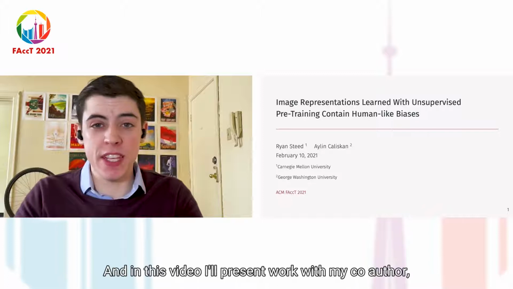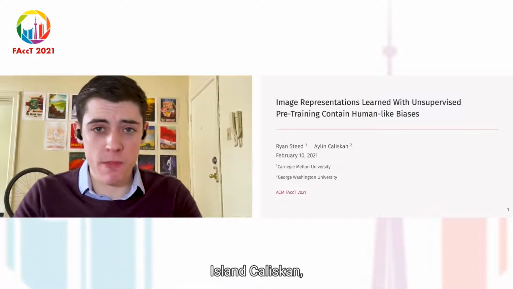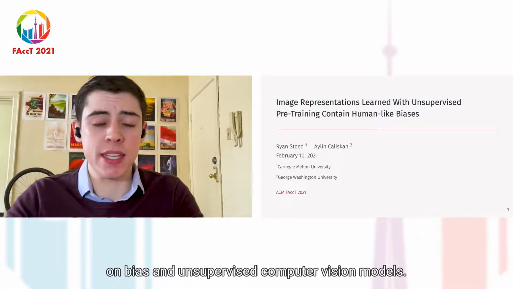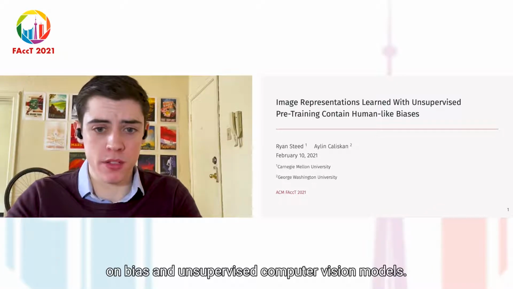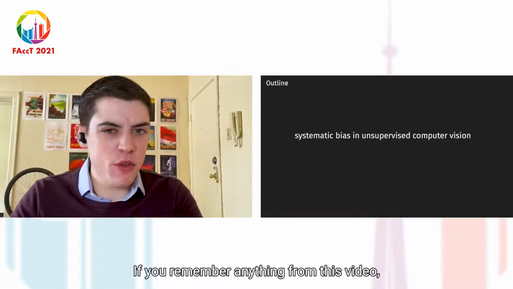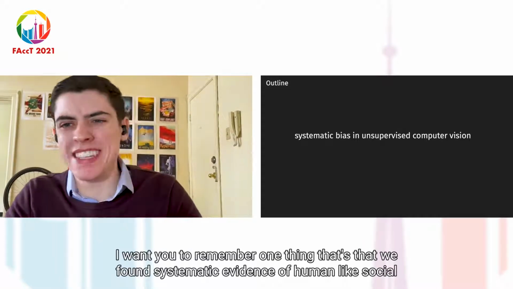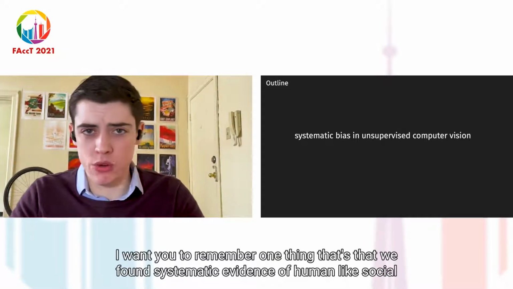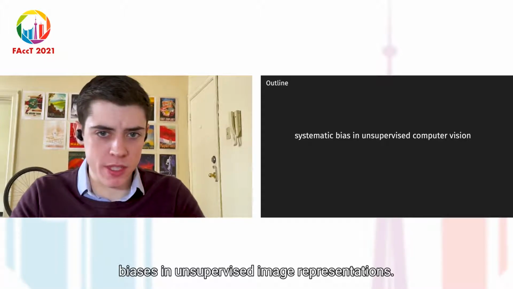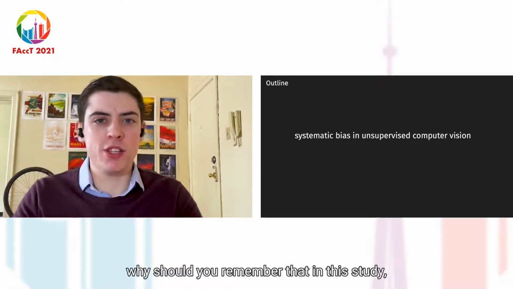I'm Ryan, and in this video, I'll present work with my co-author, Caliskan, on bias in unsupervised computer vision models. If you remember anything from this video, I want you to remember one thing. That's that we found systematic evidence of human-like social biases in unsupervised image representations. Now, why should you remember that?